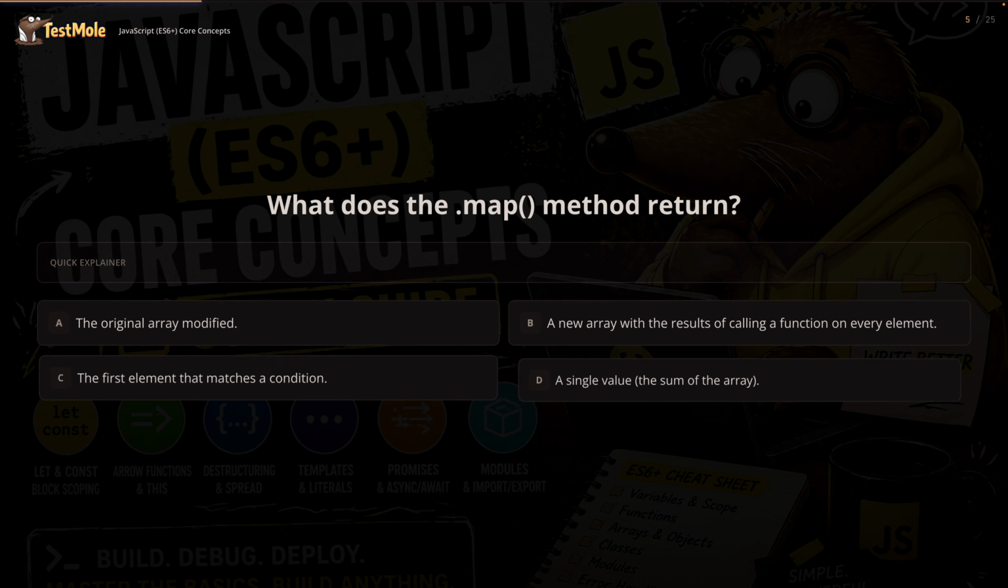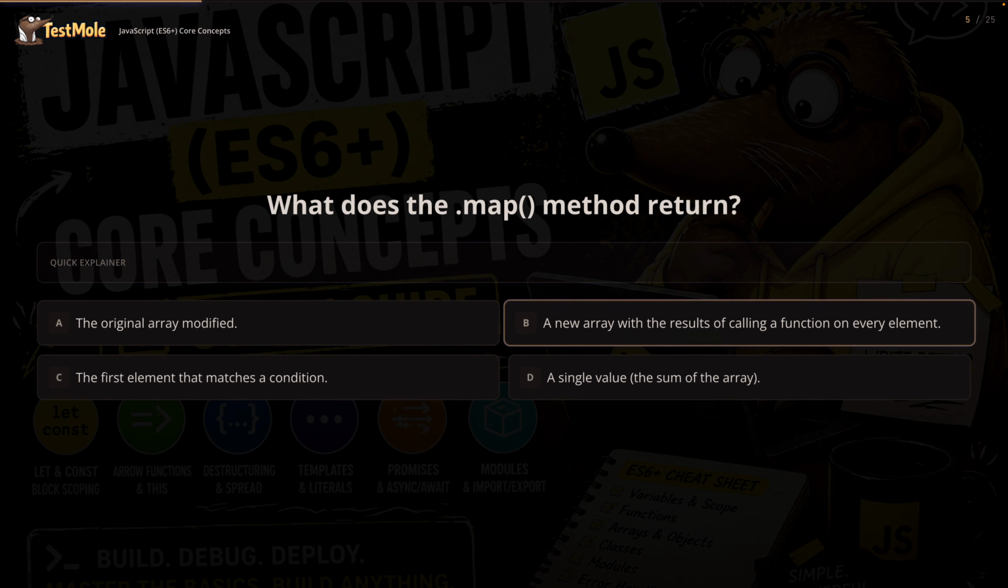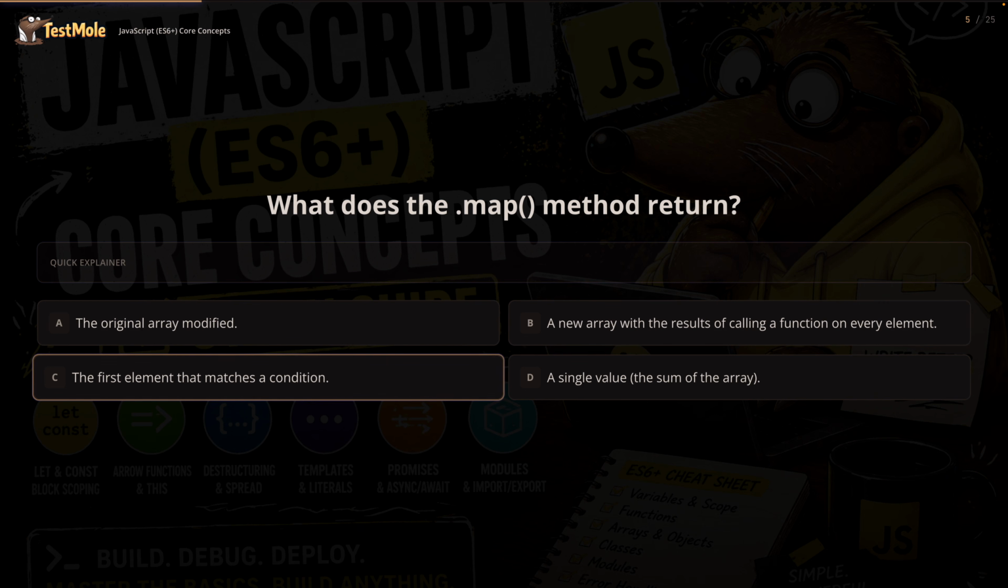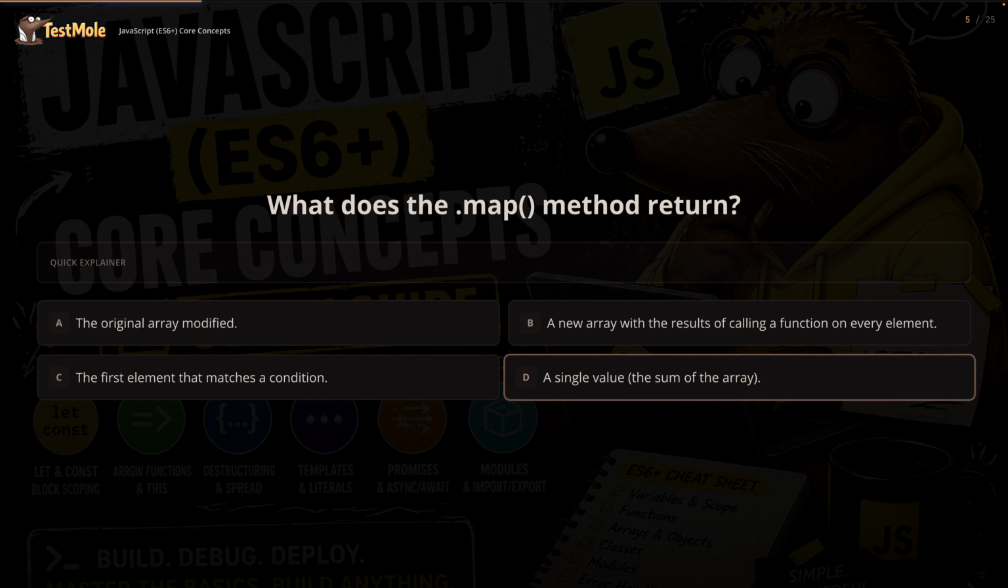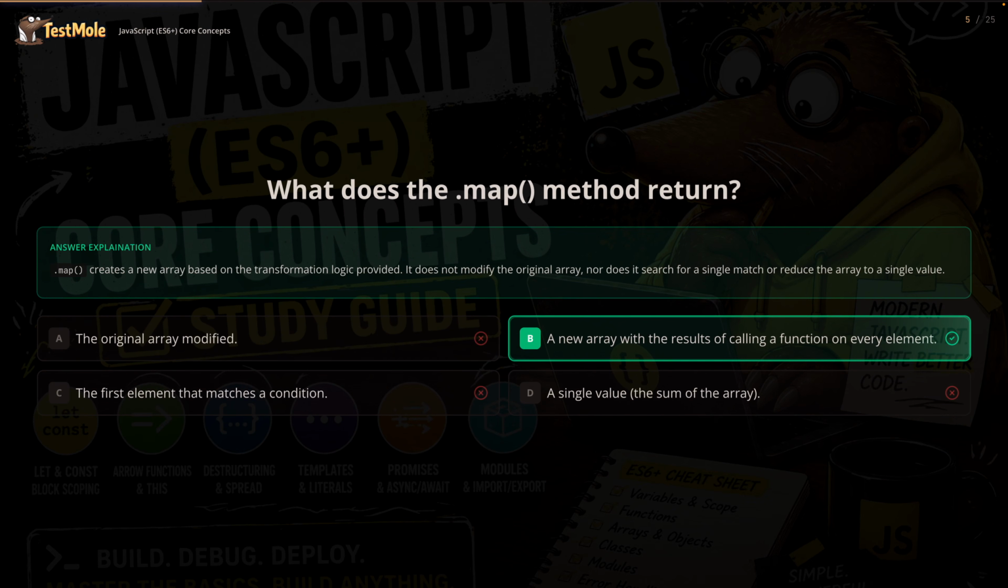Let's review the options. A. The original array modified. B. A new array with the results of calling a function on every element. C. The first element that matches a condition. D. A single value, the sum of the array. The answer is B. .map creates a new array based on the transformation logic provided. It does not modify the original array, nor does it search for a single match or reduce the array to a single value.